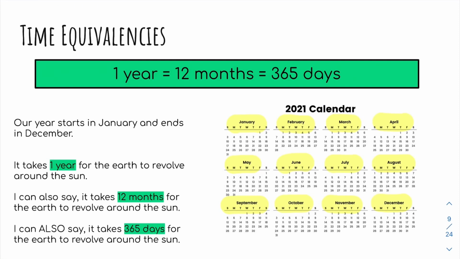It takes 1 year for the Earth to revolve around the Sun. I can also say it takes 12 months for the Earth to revolve around the Sun. And I can also say it takes 365 days for the Earth to revolve around the Sun. 1 year is equal to 12 months. It's also equal to 365 days.